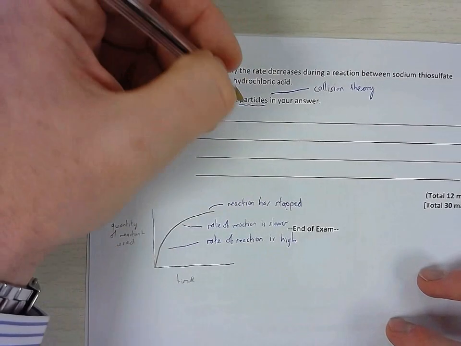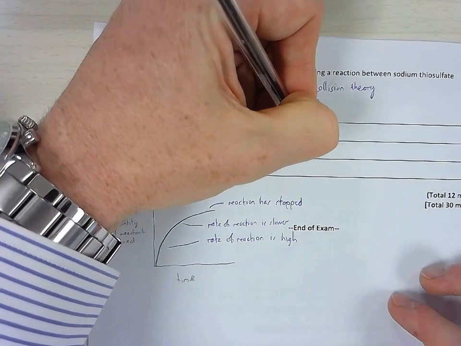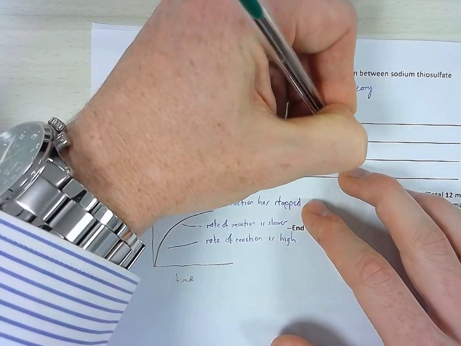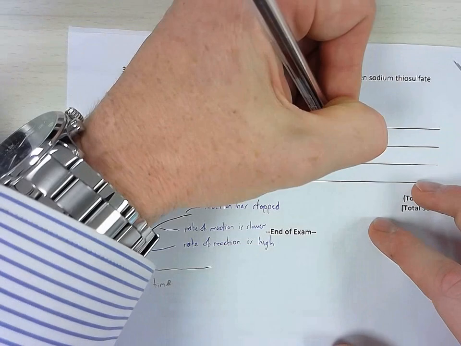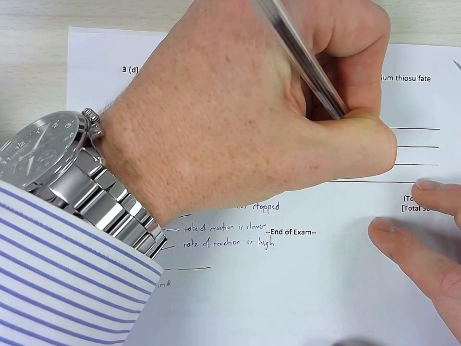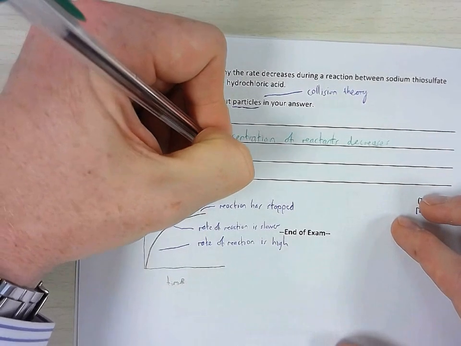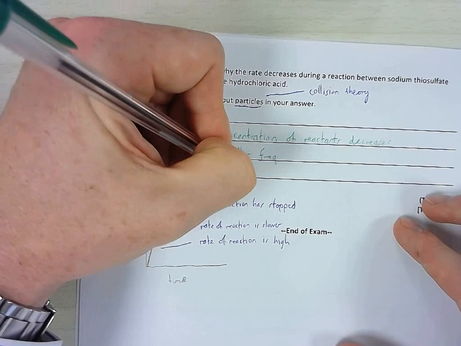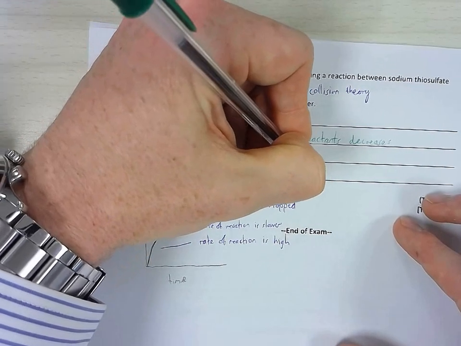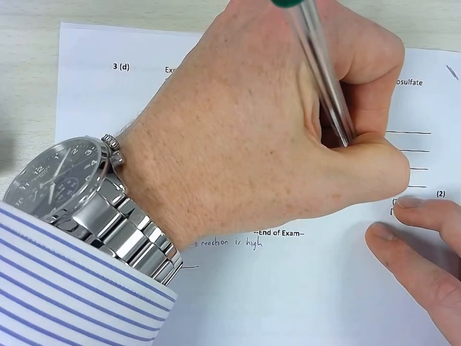So to get the 2 marks here, the concentration of reactants, or if you said sodium thiosulfate and dilute hydrochloric acid, that would be fine, decreases, and this is where our collision theory part is going to come in, and that leads to a lower frequency of successful collisions.